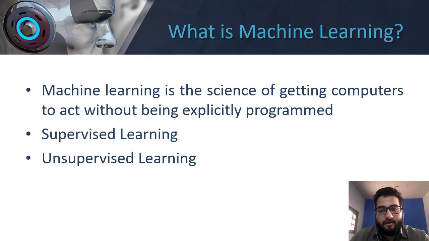So what actually is machine learning? Machine learning is an application of artificial intelligence that provides systems the ability to automatically learn and improve from experience without being explicitly programmed. It focuses on the development of computer programs that can access data and use it to learn for themselves. In this course, we narrowed our focus to supervised and unsupervised ways of machine learning.